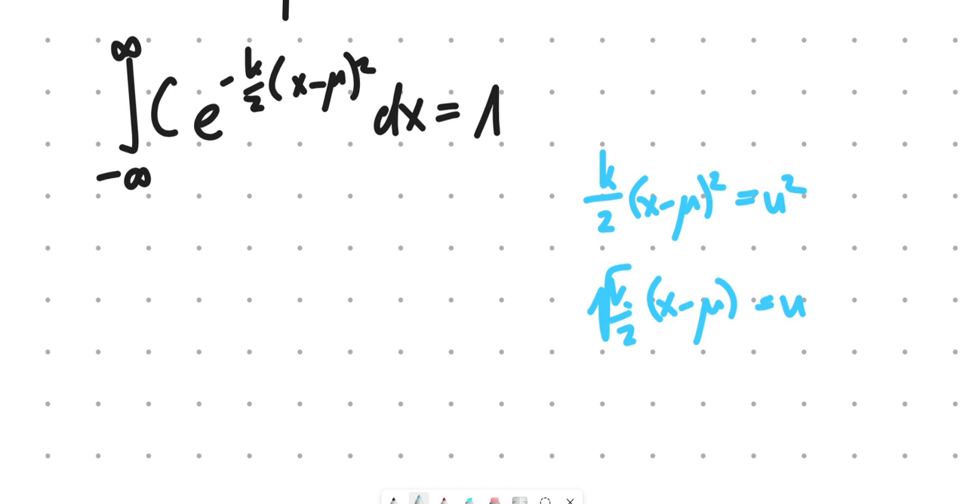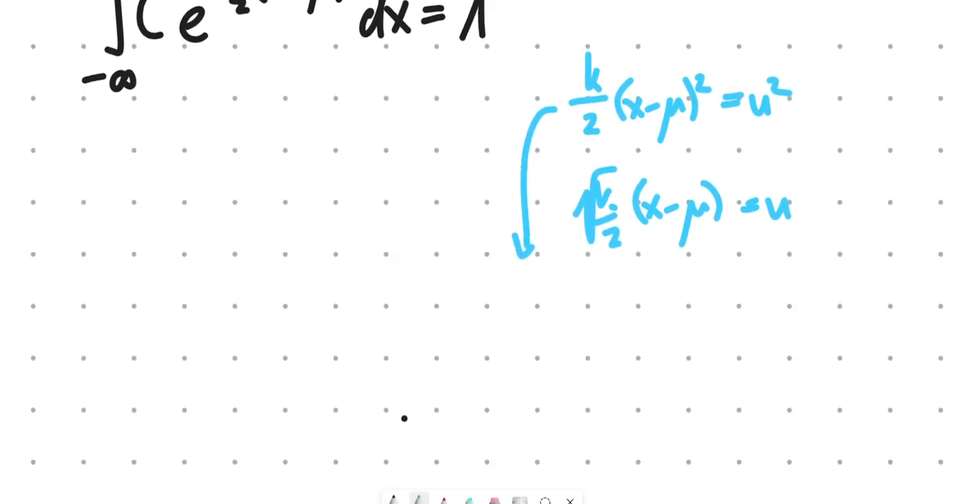Now I can differentiate both sides. I'm going to differentiate this equation because it's easier than the other one. It's going to equal the same thing: 2u du is just k over 2 times 2 times x minus mu times 1, because of the derivative rule for the smaller functions.